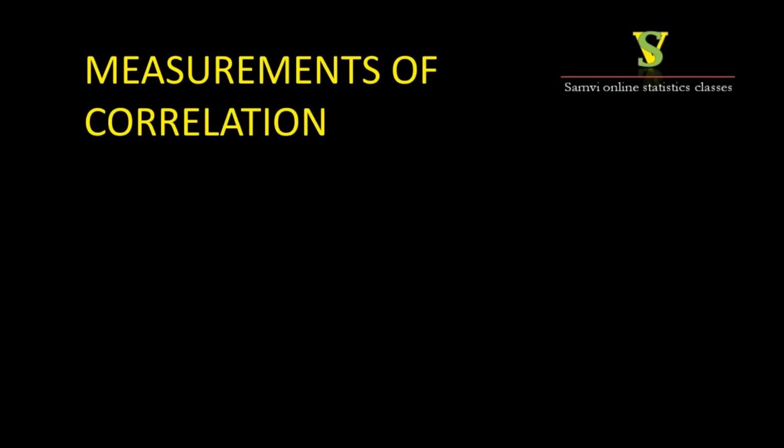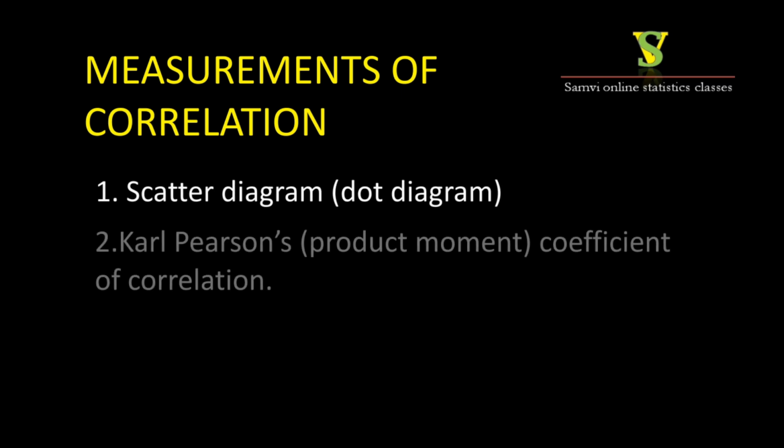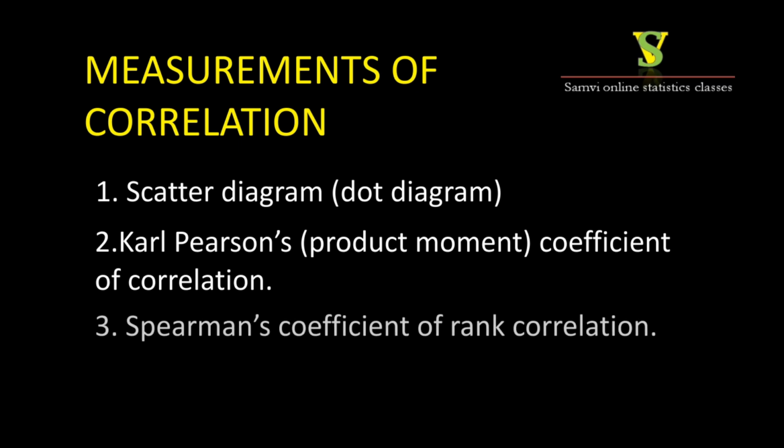Measurements of correlation. The first one is scatter diagram or dot diagram. The second one is Karl Pearson's coefficient of correlation, also known as the product moment method. And the third one is Spearman's coefficient of rank correlation method. Let us discuss the first one, that is scatter diagram.